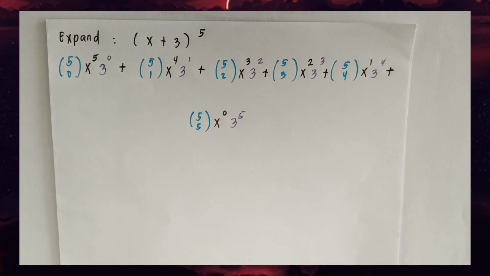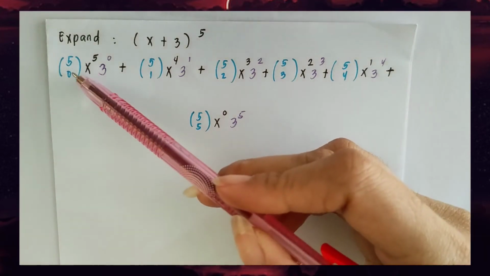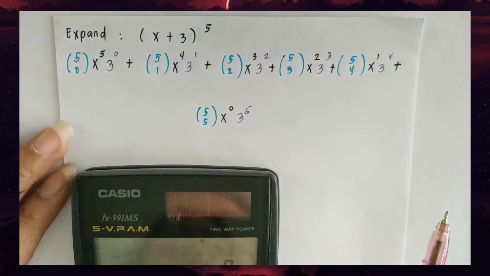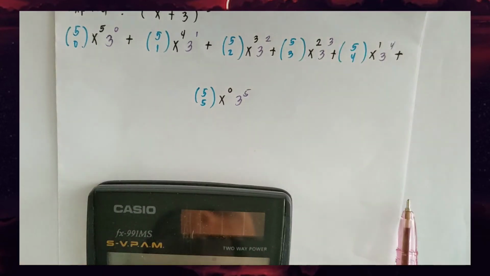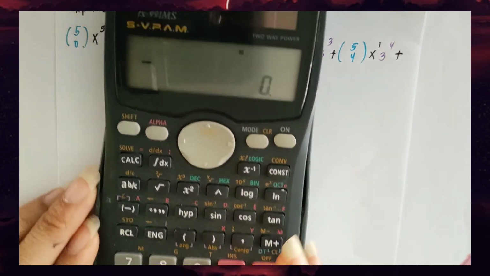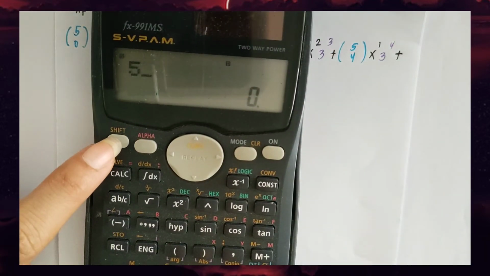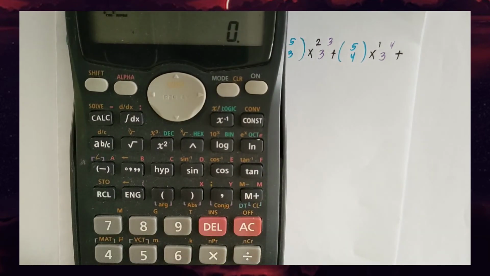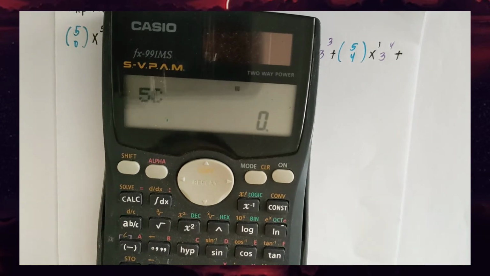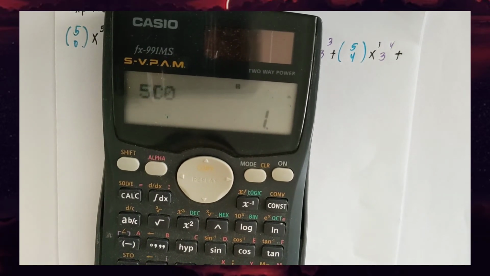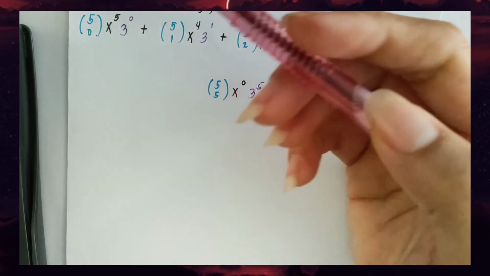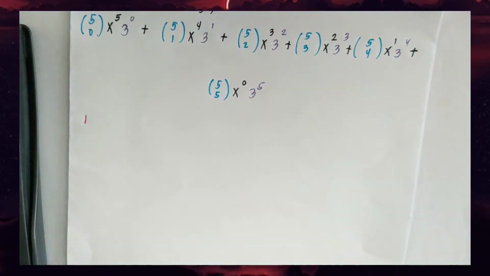Now, let us compute. So, 5 combination of 0, let's just use our calculator here. And let me teach you. So, 5, input 5. And then, shift, division symbol for our combination. And then, our k, which is 0. And the answer is 1, meaning to say the coefficient here with 5 combination of 0 is 1. So let's write 1.